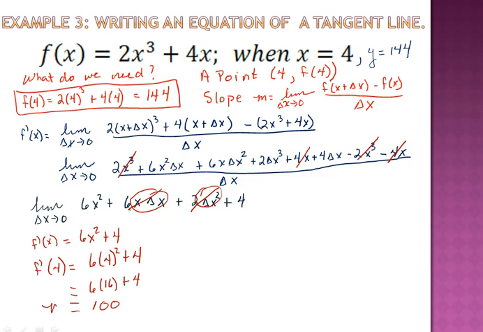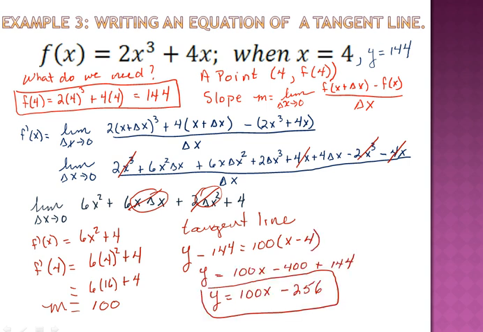So that's m. So our tangent line will plug in what we have, y minus 144 is equal to 100 times x minus 4. And we get our equation of our tangent line is y equals 100x minus 256.